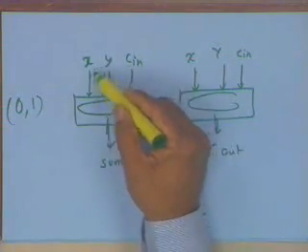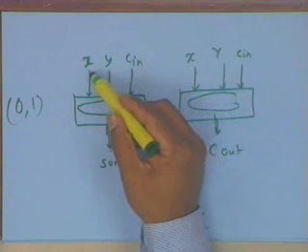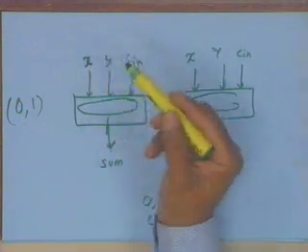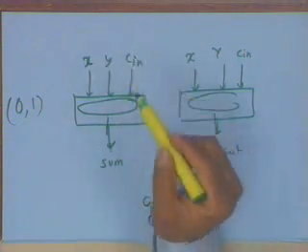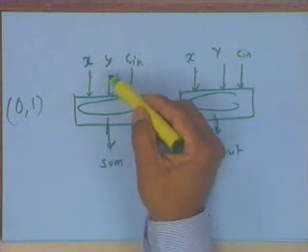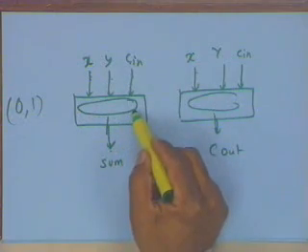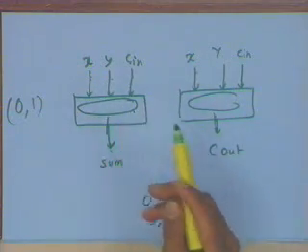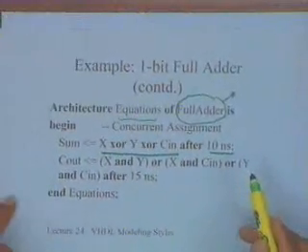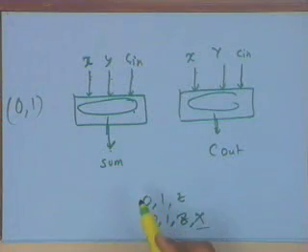The events are associated with signals. An event refers to the fact that X is changing from 0 to 1 or Y is changing from 0 to 1 or C in is changing, or from 1 to 0. If any of the events occur on X or Y or C in, then this evaluation takes place. That means this particular equation will be evaluated, and whatever is the result will be scheduled to be assigned to sum after 10 nanoseconds.